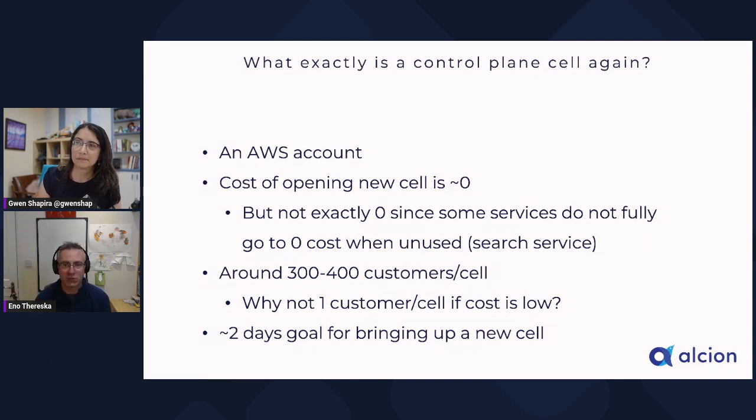So this kind of answers this question, which is a little bit below: if the costs are low, why don't you just do one customer per cell? Which I think is a valid question. But unfortunately, they're not quite zero. And even if they were zero, we support around 300 to 400 customers per cell. That number comes, if we want to get into the details, from the rate of starting containers per minute. That's our main limiting factor.